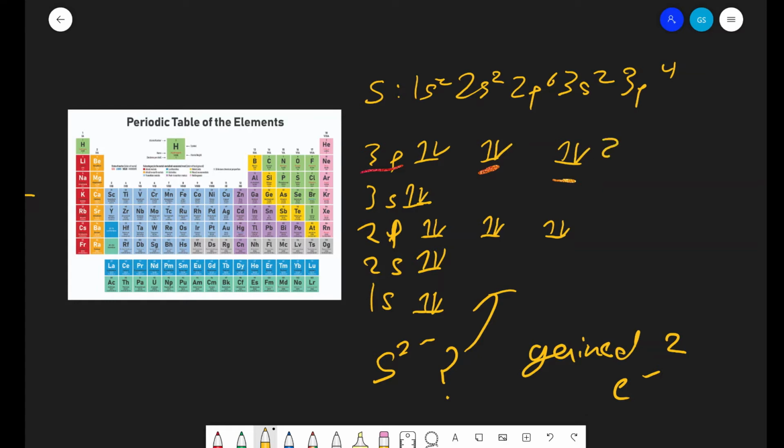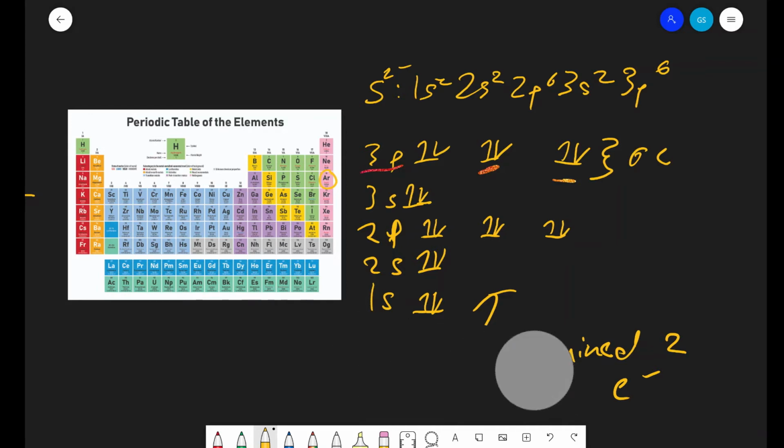So what does this then become? Instead of being 3p4, if we count all these, 1, 2, 3, 4, 5, 6, they just total up to 6. So there's 6 electrons here. So for S2 minus, instead of being 3p4, it would now be 3p6, right? It's achieved noble gas configuration. So it's actually the same as argon, right? Because argon has this exact same thing. So pretty straightforward, hopefully. Let's do another one.